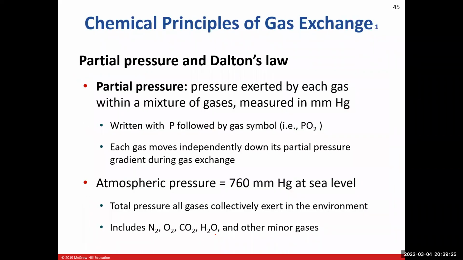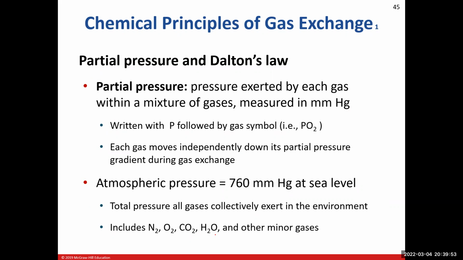Okay, this brings us to our next part of the respiratory system. We're going to be talking now about what happens during gas exchange, and about the different chemical principles that affect gas exchange. So partial pressure, you're probably going to get tired of talking about pressure, but this is important. We're going to talk about partial pressure and then Dalton's law.